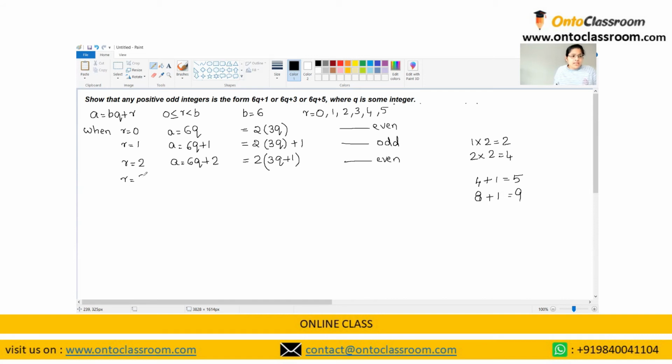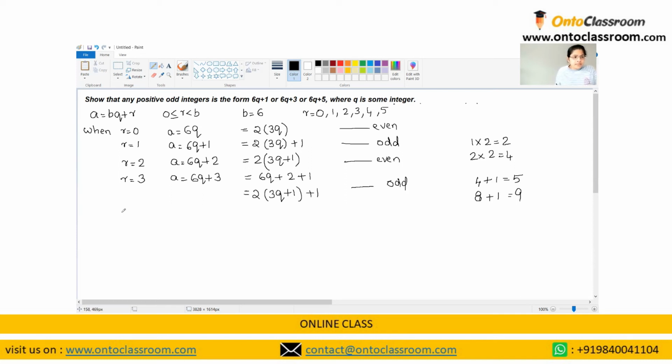Then when r is equal to 3, a is equal to 6q plus 3. We can rewrite this as 6q plus 2 plus 1, because we just split 3 as 2 plus 1. Again, we take 2 common from these two terms. So we get 2 multiplied by 3q plus 1, then plus 1. We already proved that 2 multiplied by 3q plus 1 is an even number. Again, an even number plus 1 gives an odd number, right?